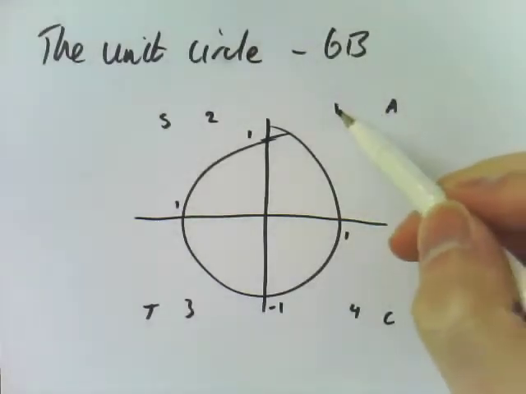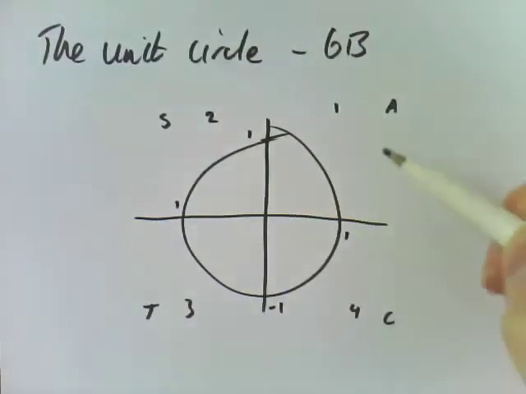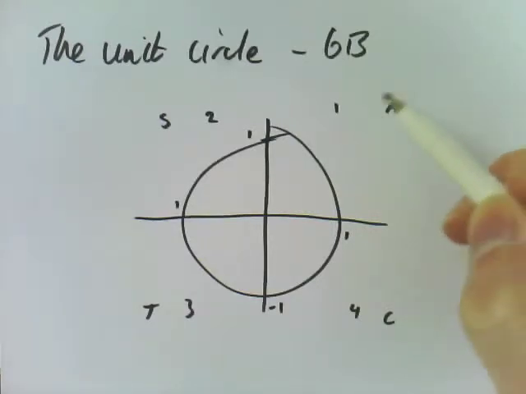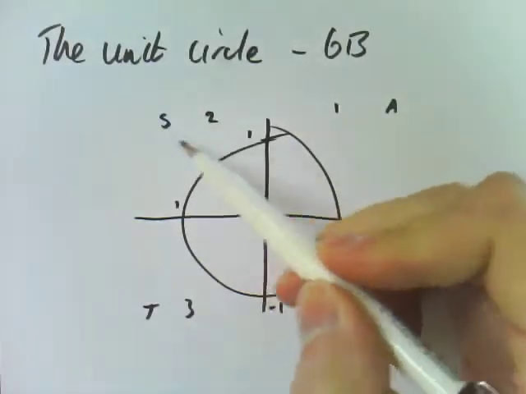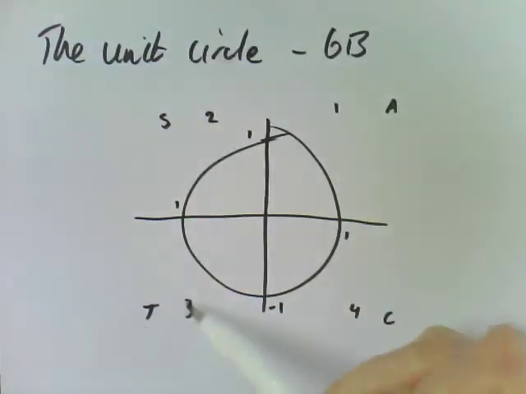So we have 4 quadrants, quadrant 1, 2, 3, 4. All of our trigonometric ratios are positive in quadrant 1. Only sine is positive in quadrant 2. Only tan is positive in quadrant 3, and only cos is positive in quadrant 4.